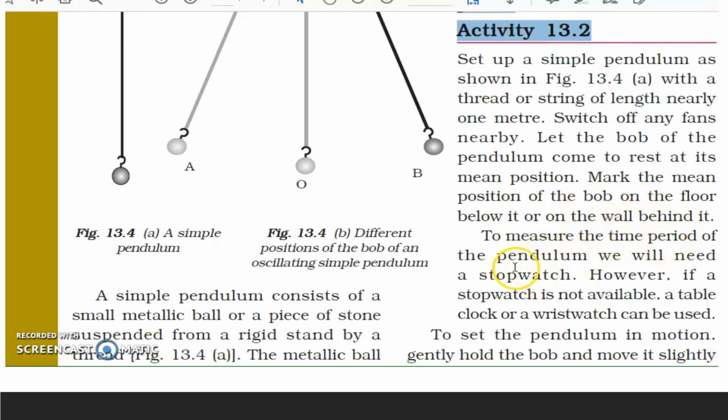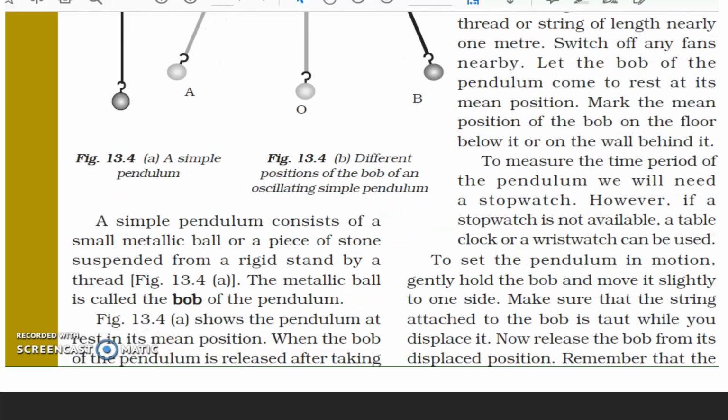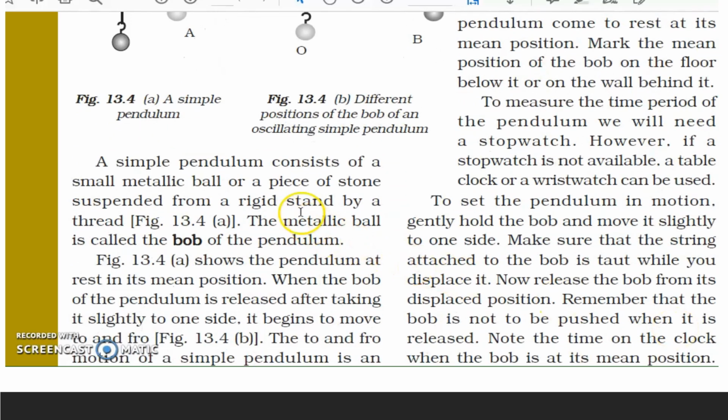To measure the time period of the pendulum, we will need a stopwatch. However, if a stopwatch is not available, a table clock or wristwatch can be used. Nowadays, you can simply use your mobile stopwatch, right? To set the pendulum in motion, gently hold the bob and move it slightly to one side.